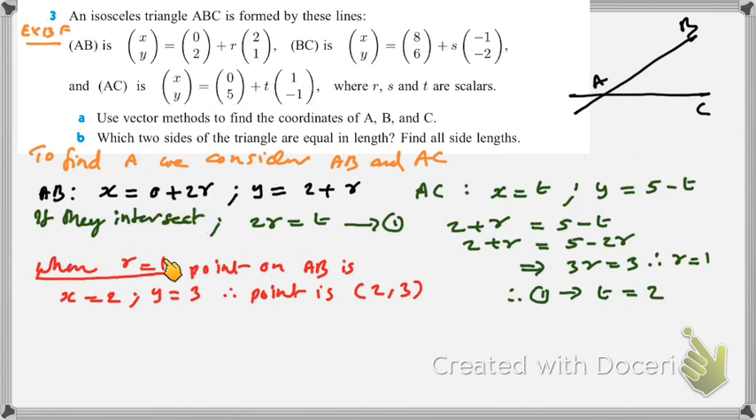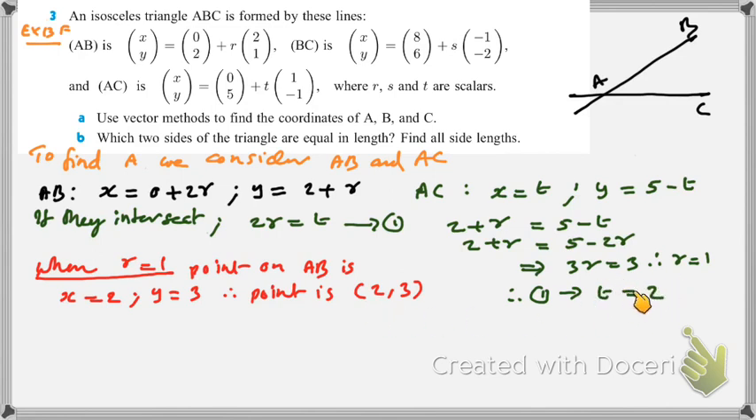So I'll say, when r is equal to 1, what is my x coordinate? The x coordinate is 2 and the y coordinate is 2 plus 1, which is 3. So when r is 1, the point corresponding to this specific value of r on AB will be (2, 3).